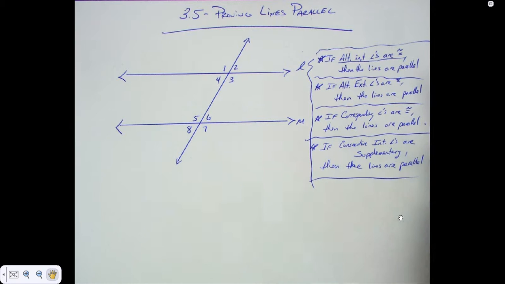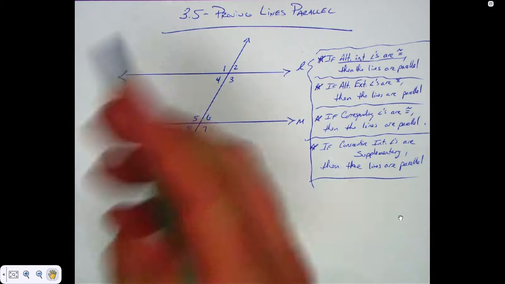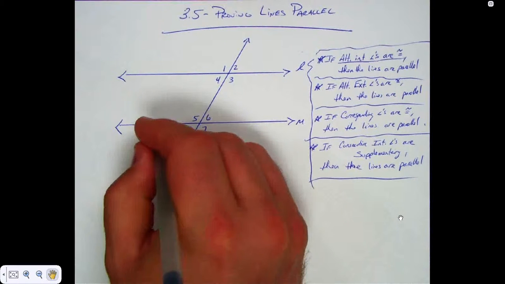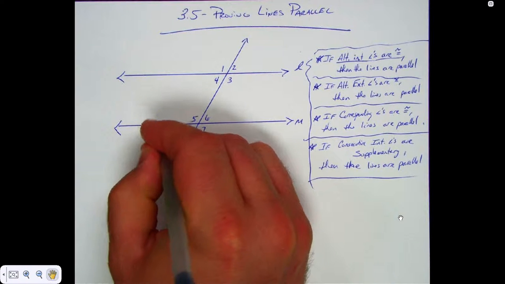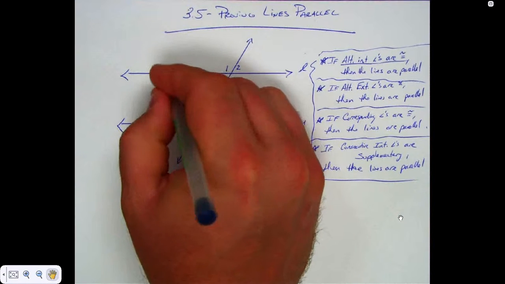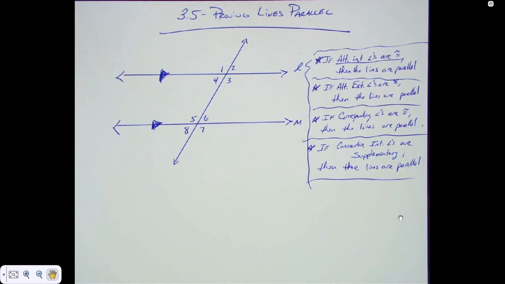So if I can find any one of these sets of things to be true, what can I say about the lines? They have to be parallel. There's also a theorem. Well, I'll wait till everybody gets that written down.